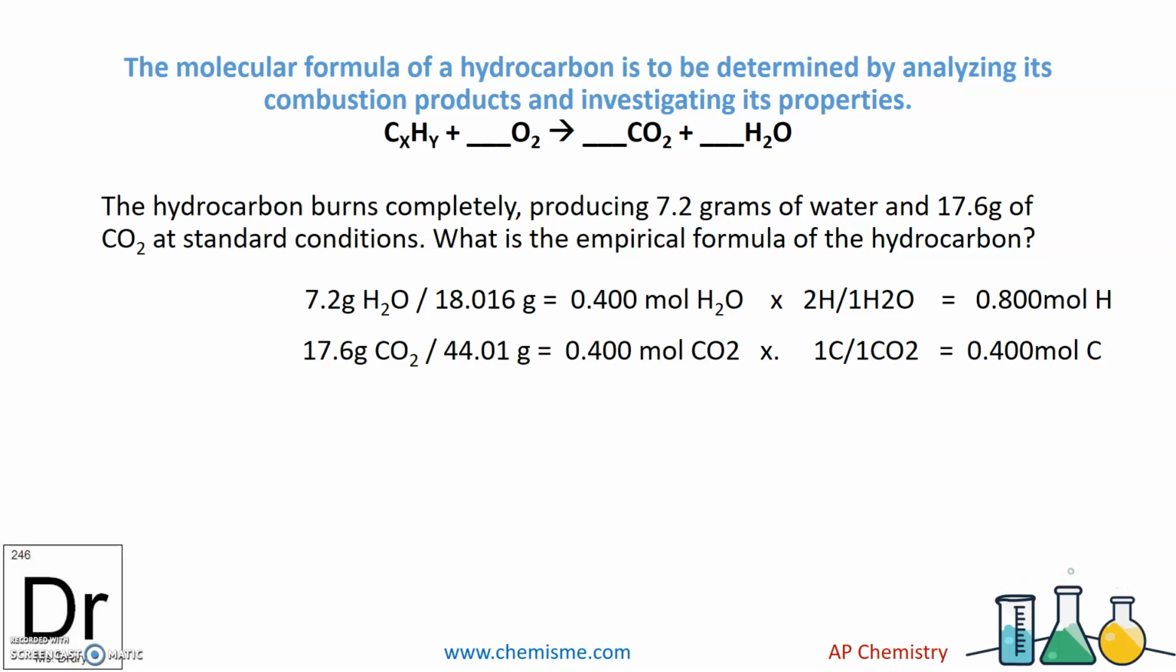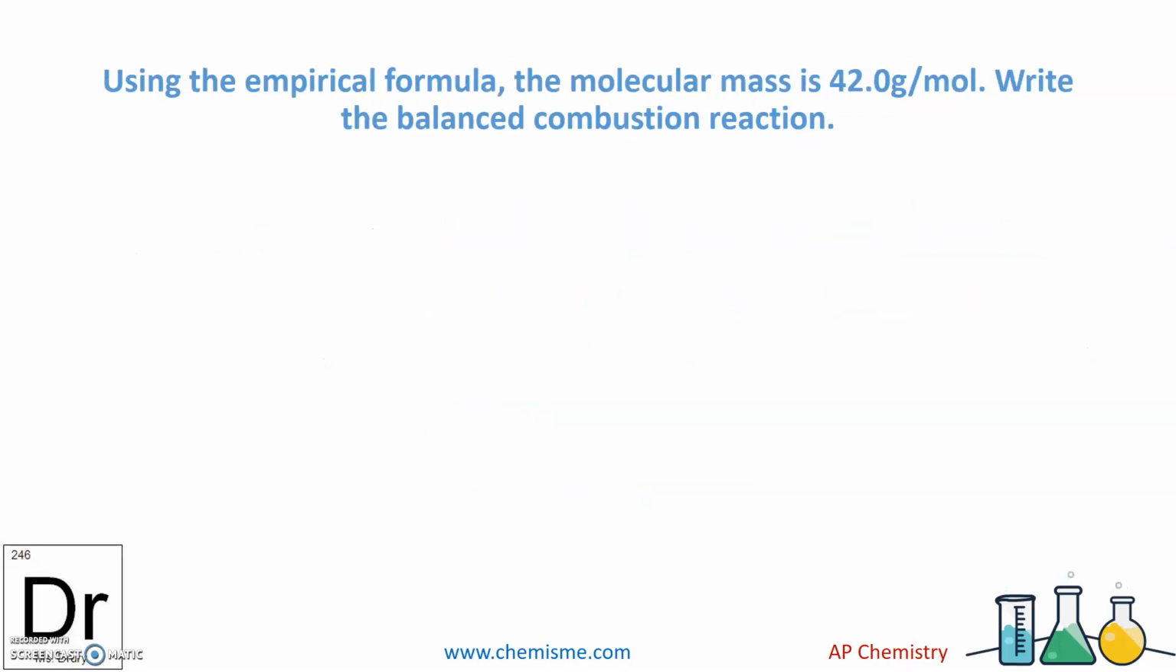So you didn't really have to do much there. You're going to keep the same number. What we can now see is that 0.4 carbons is equivalent to 0.8 hydrogens. So the hydrogens are twice the amount of carbons. So our empirical formula is CH2. For every 1 C, there are 2 H's.